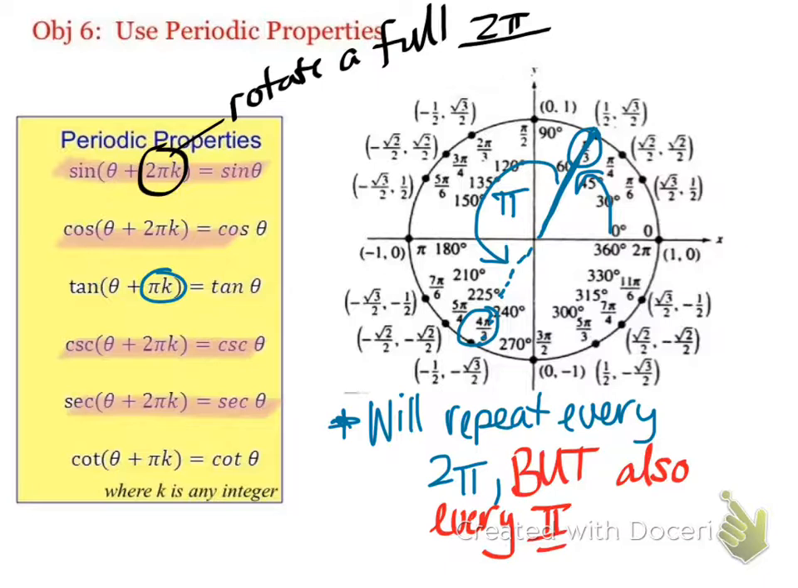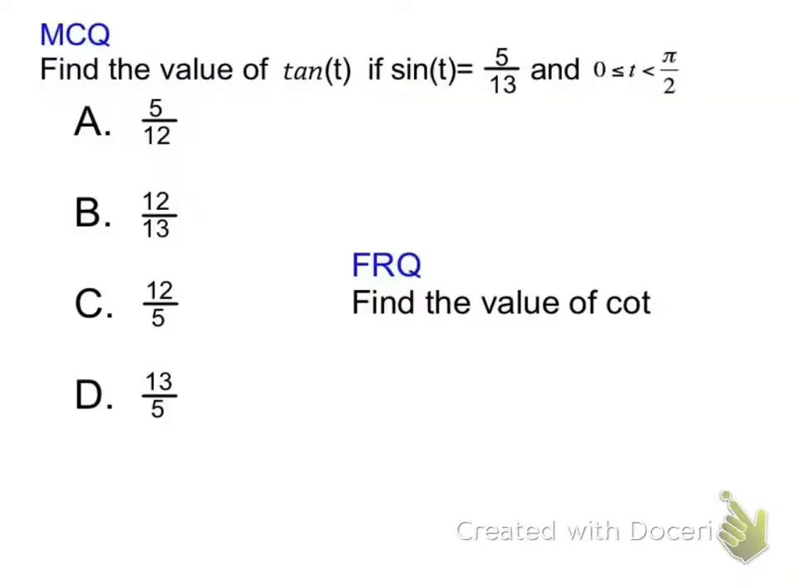So these periodic properties are, I would say, nice to know right now, but they're a need to know later in the trimester. So it's nice to know this because we'll find values a little bit quicker, and we'll talk more about that in class. Here's your free response and your multiple choice questions. Do your best on these.